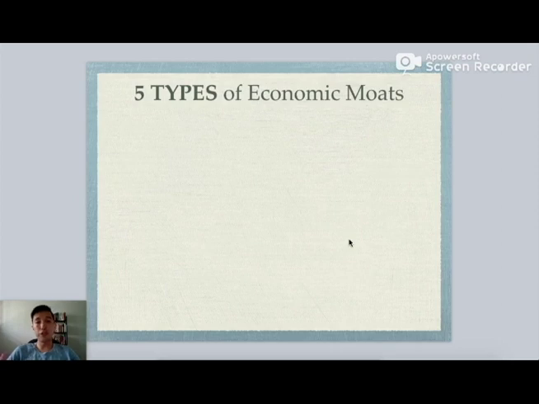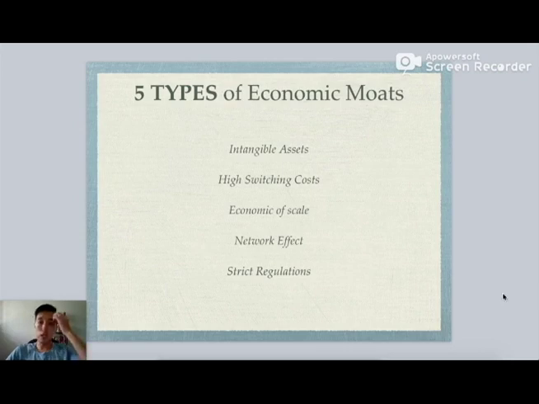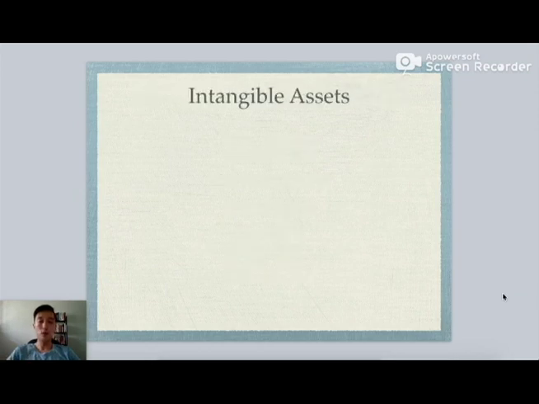So basically, when it comes to economic moat, generally speaking, there are actually 5 types. There could be more. It depends how you determine it because there's no really hard and fast rule about the terms of economic moat. Economic moat is actually something that is popularized by Warren Buffett. So generally, different people have different types of it, but generally speaking, there's actually 5 types of it. Okay, and these are the 5 types: intangible assets, high switching costs, economy of scale, network effect, and rather strict regulations. Alright, so I will go more in depth to them one by one.